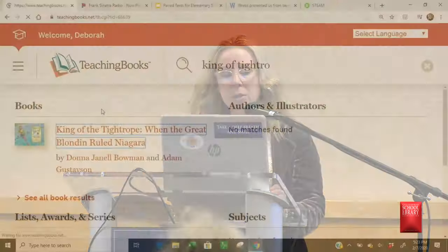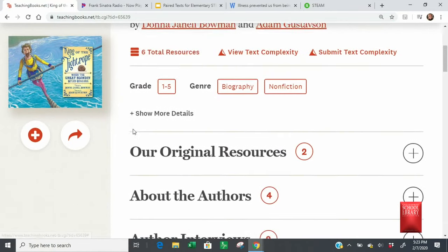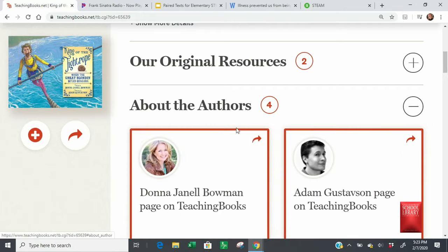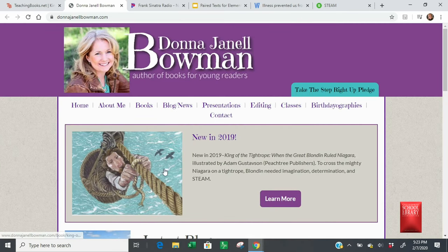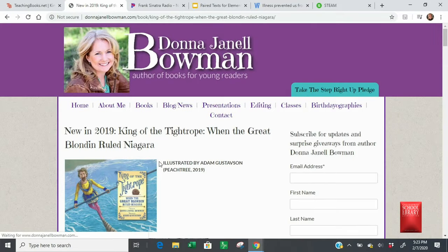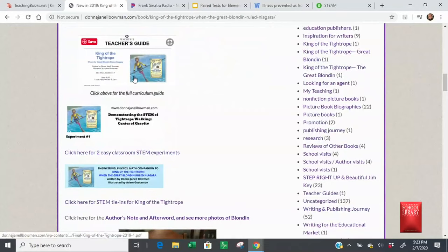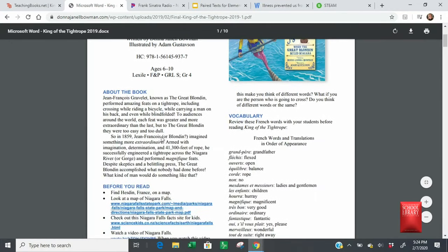One of the cool things that you'll find there, aside from the original resources, is the author's website. And when you go to Donna's website, you'll find that she has a whole lesson of stuff that you can use in your classroom or in your library about the great Blondin, including this teacher's guide. And in this teacher's guide, you will see questions that you could use in your classroom.